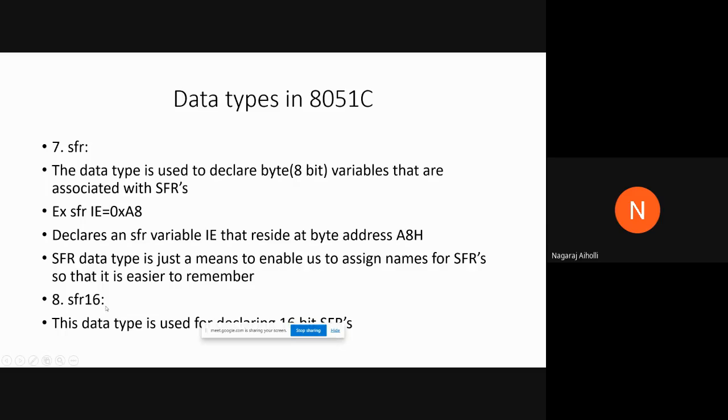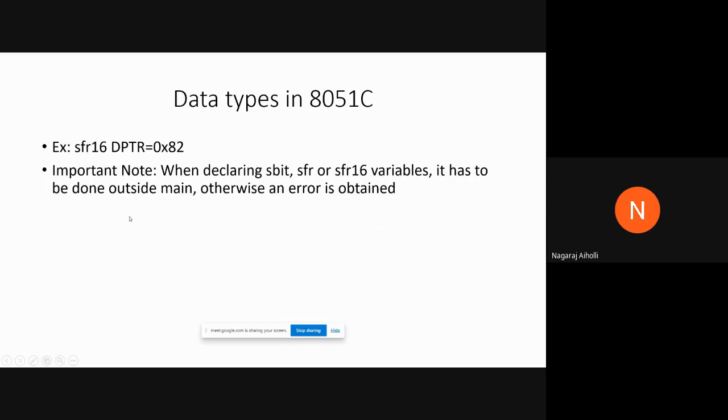The last data type is SFR16. This data type is used for declaring 16-bit special function registers, like DPTR, okay? Then the program counter. Such 16-bit special function registers are declared using the SFR16 data type. SFR16 DPTR is defined, and this is equal to 0x82. 82 is the memory location where the DPTR register is stored. That's why it is declared as SFR16 DPTR = 0x82.